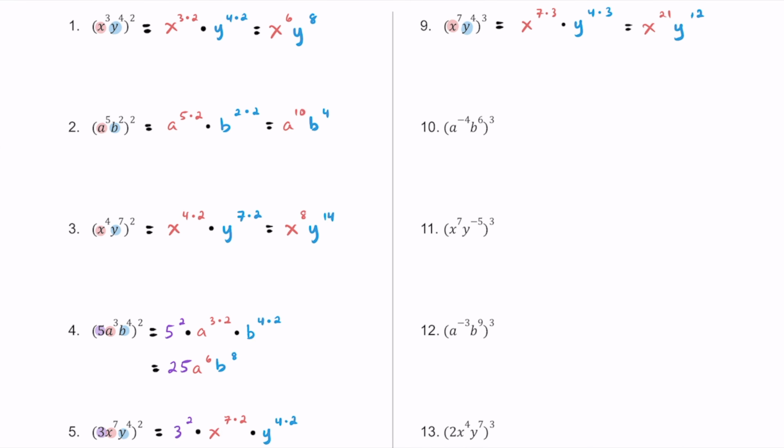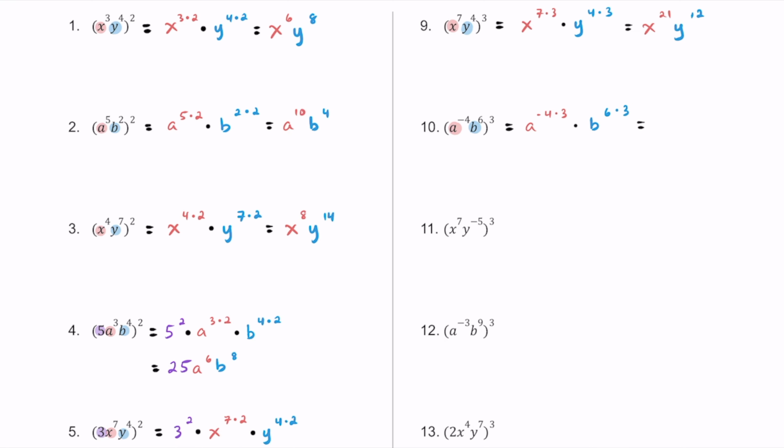For number 10, we have the quantity of a to the negative 4th power times b to the 6th power, all raised to the 3rd power. Our two bases here are going to be a and b, so first we're going to have a to the negative 4th power, that's raised to the 3rd power. We're going to say we have 3 of those, so multiply those exponents together. And we're going to multiply this by b, and that's raised to the 6th power. But we have 3 of these, so we're going to multiply 6 times 3 together there.